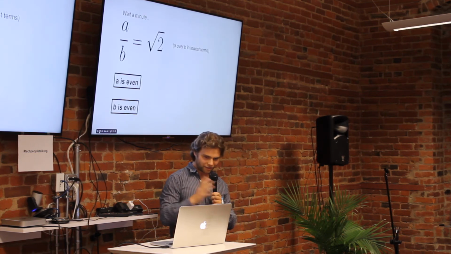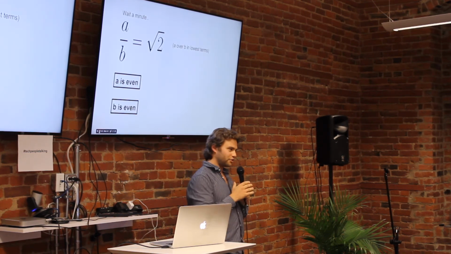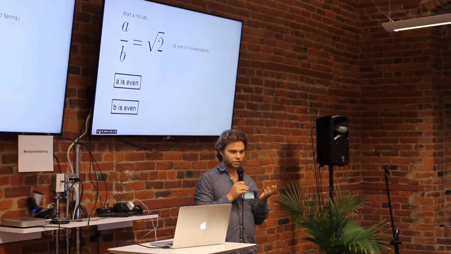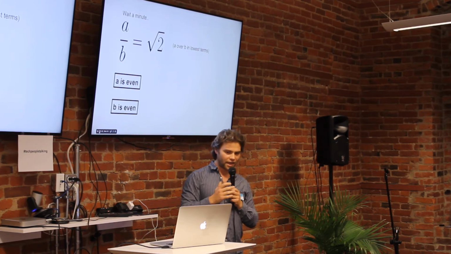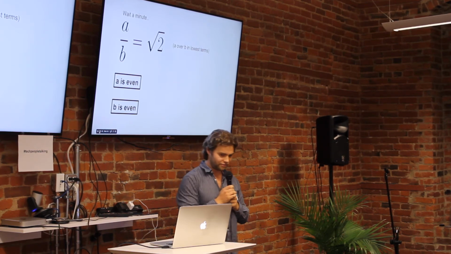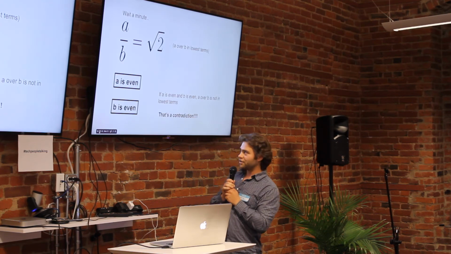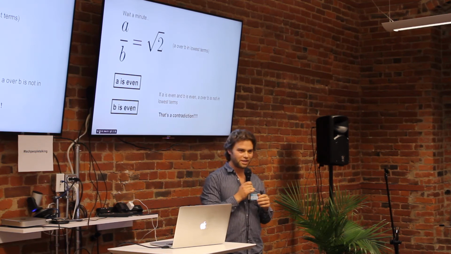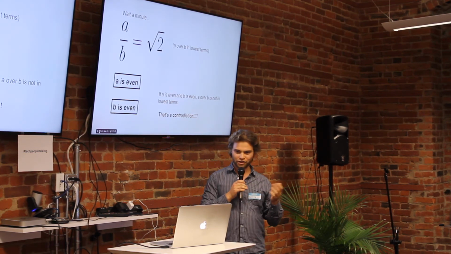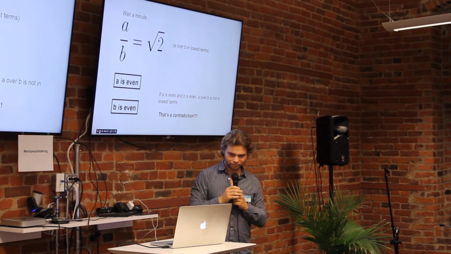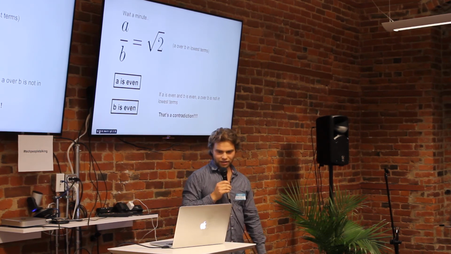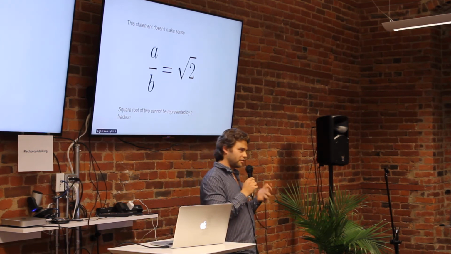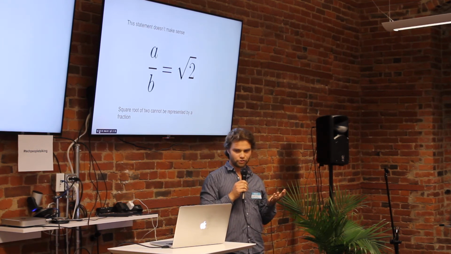But in our initial assumption, we had that a over b was in lowest terms. Now we've concluded that a is even and b is even, and that leads to a contradiction. We can't have that. So a over b is not in lowest terms, just by wrangling the formula around. And so I'm going to talk about the implications. So the statement does not make sense. There isn't a fraction that represents the square root of 2.